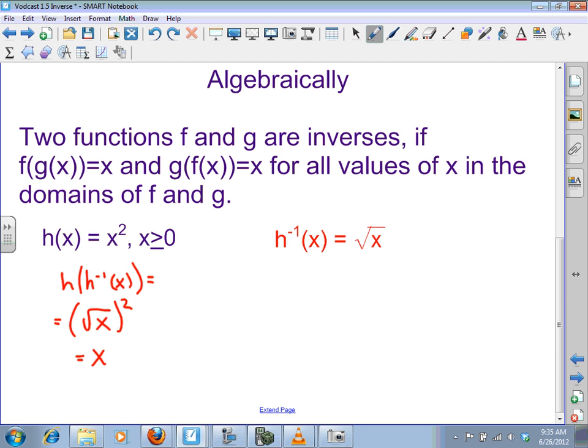I got x out. If I do h inverse of h of x, that means I put this function inside there and I take the square root. Now, when you take the square root of x squared, remember from algebra, you're supposed to get the absolute value of x. But my domain was x is greater than or equal to 0. So I don't get the plus or minus that I normally would when I take away the absolute value, because I'm already designating that x is greater than 0. So I get x out. Okay, so that's working algebraically on that domain.